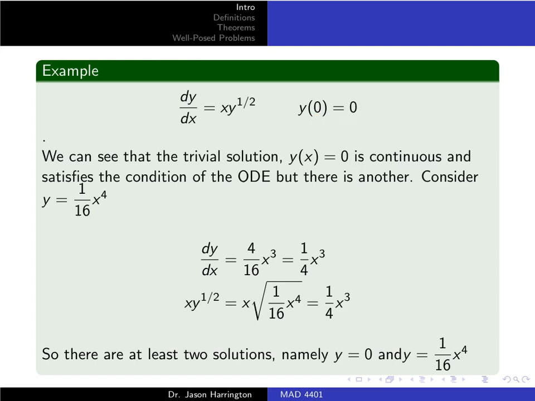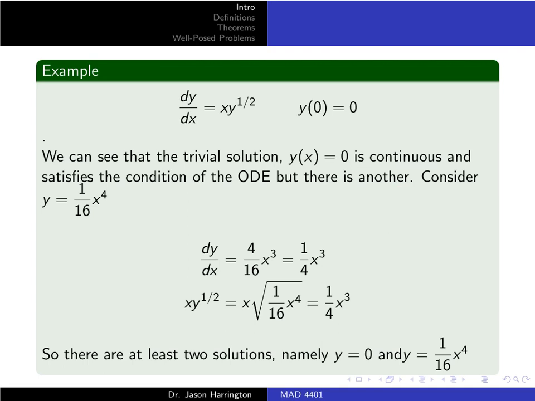Now you can see right off the bat that if y is equal to 0, so if I put 0 in there, you're going to get 0 on the right, and then the derivative of 0 is also 0. So that actually works, and we call that the trivial solution. And that's nice and continuous, and it satisfies all the conditions of the ODE.